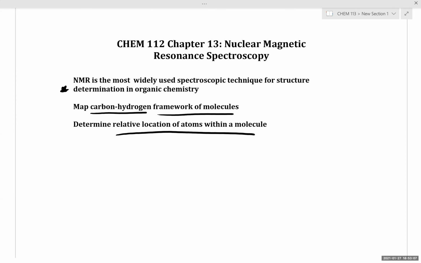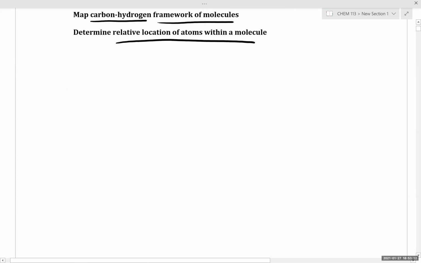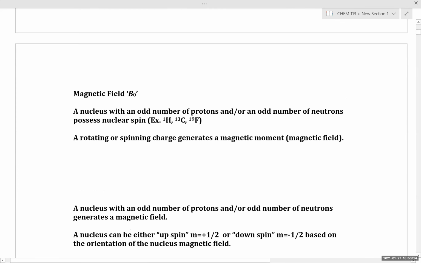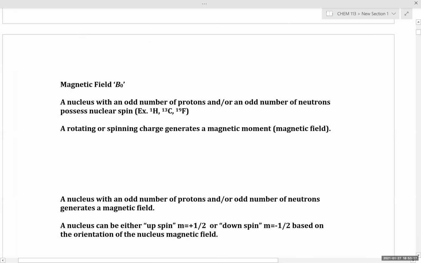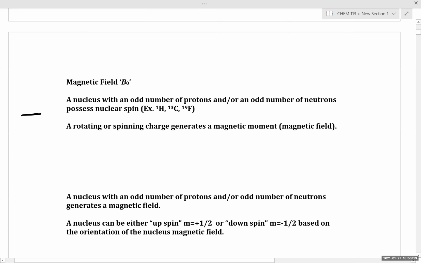To help you understand what's going on when you look at an NMR spectra, it's important for us to understand the theory. Remember how when we think about electron diagrams, we draw these up arrows and down arrows to represent our electrons. What do these arrows represent? What are these arrows trying to convey? What property? Spin, yep. So we have up spin and down spin.